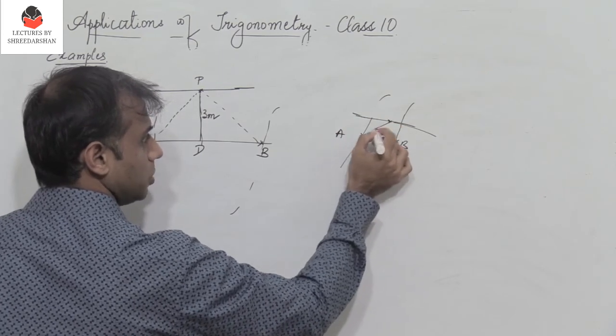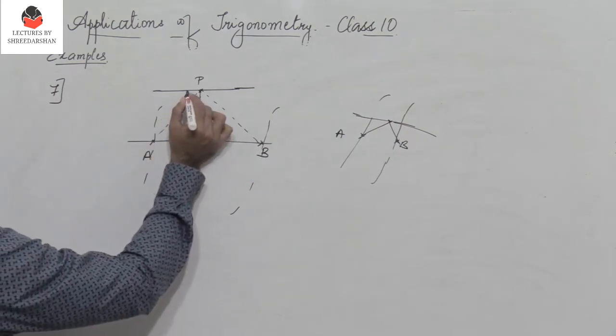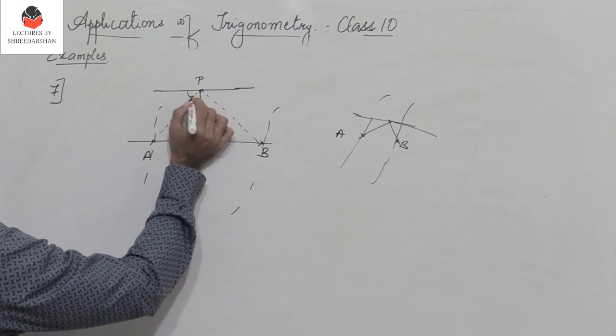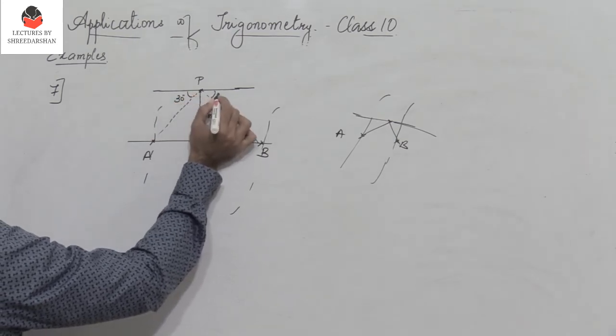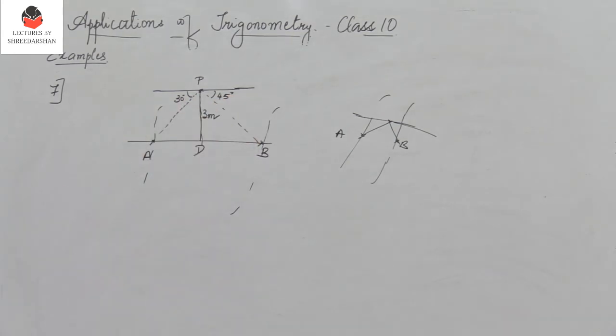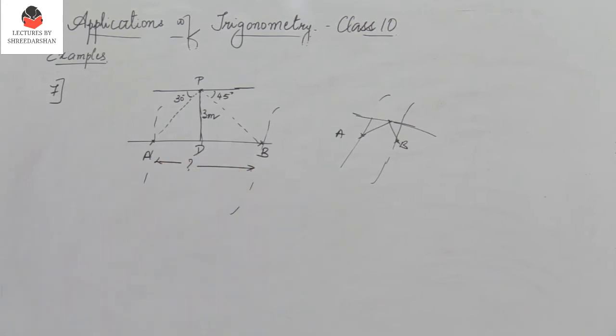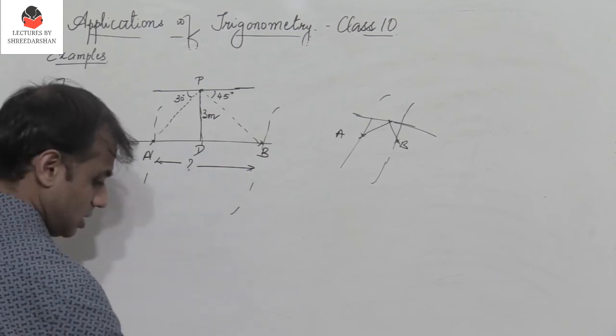Okay, so from the top of the bridge, I'm seeing those two points A and B. So for the angle of depression, on opposite sides, on one side it is 30 degrees, on the other side it is 45 degrees. So now we need to find the width of the river, which is AB. Given this is 30 degrees, so we find that this is 30 degrees.